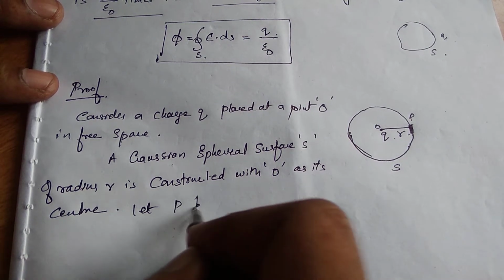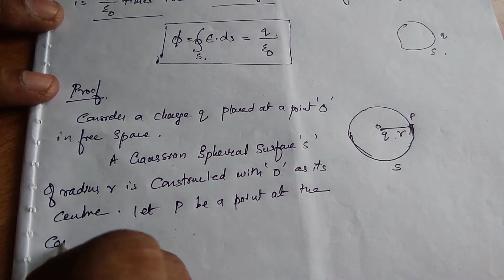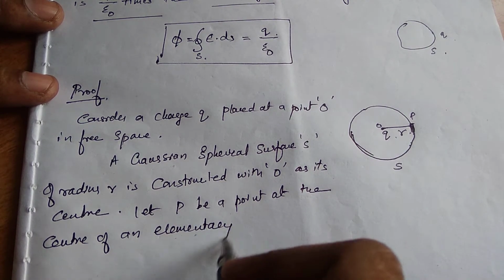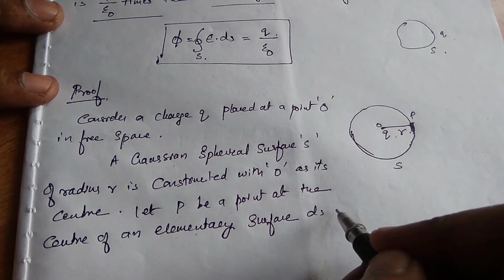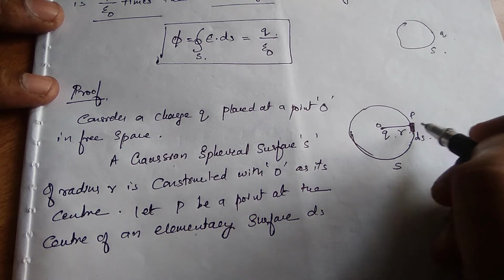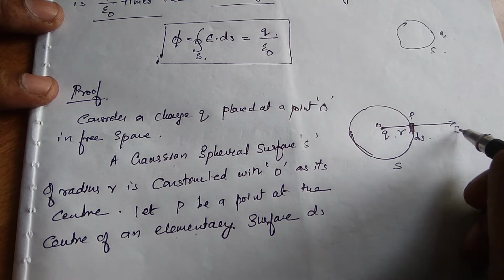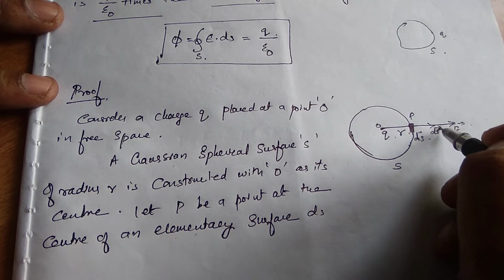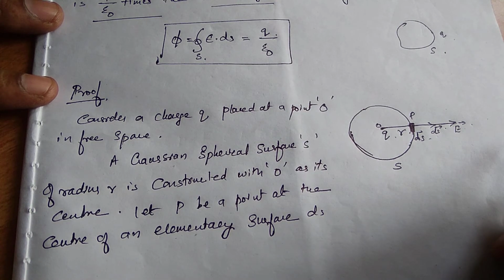Let P be a point at the center of an elementary surface area ds. Take this small area as ds. The electric field direction at this point is in this direction. Also this area element direction is in the same direction, that is, electric field and ds are in the same direction.